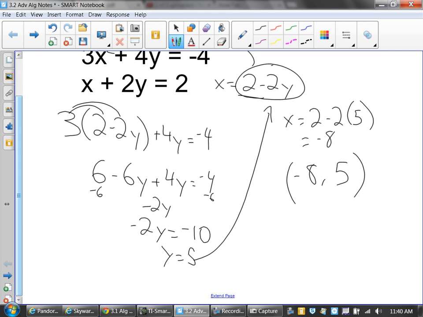Now, the other method that we do with these is linear combinations. And within linear combinations, there's a couple of different ways of looking at it. What you want to do is figure out how to combine the two equations into one. The first way you would look at it is that you want to have the same coefficient with the same signs. If you have the same coefficient and same signs, you can eliminate them by subtracting. I'll show you examples here.